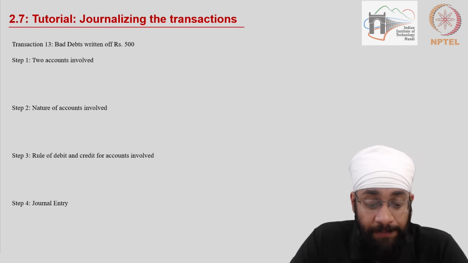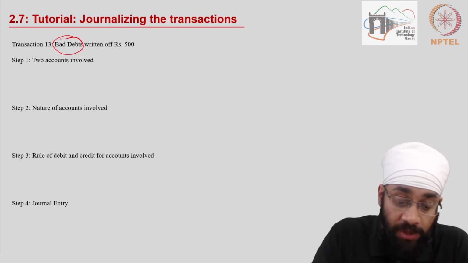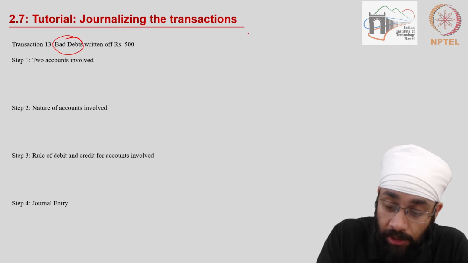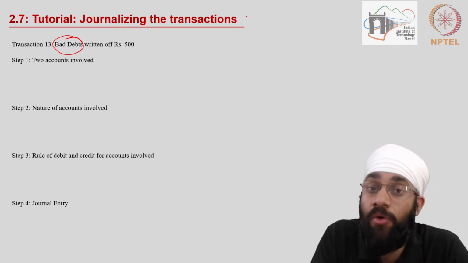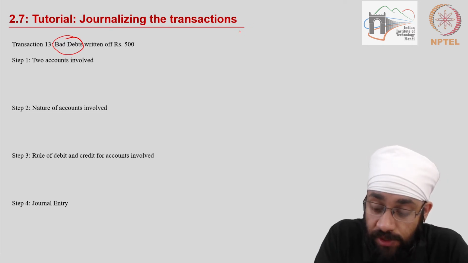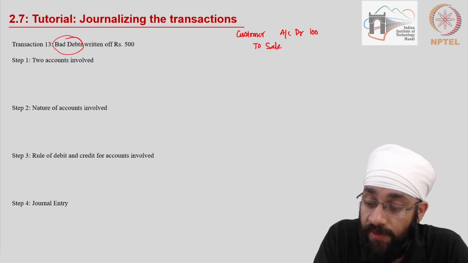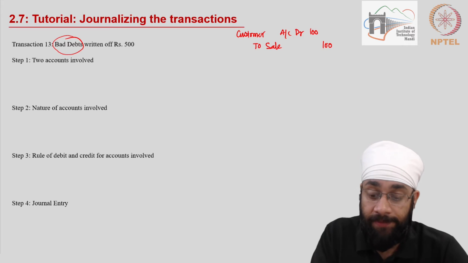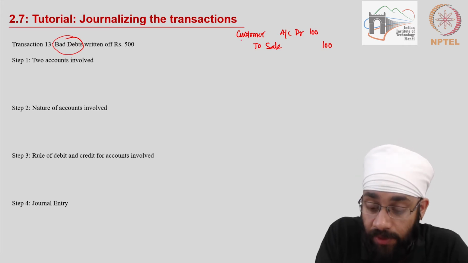Okay, next up is bad debts written off. We have discussed earlier what bad debts are, but let me quickly take you through this journey. So first of all, you sell goods to a customer. So the transaction is customer's account debit to sale. So let us say this was 100 and this was 100. Now customer is your debtor, so it's the asset account which we are talking about here.